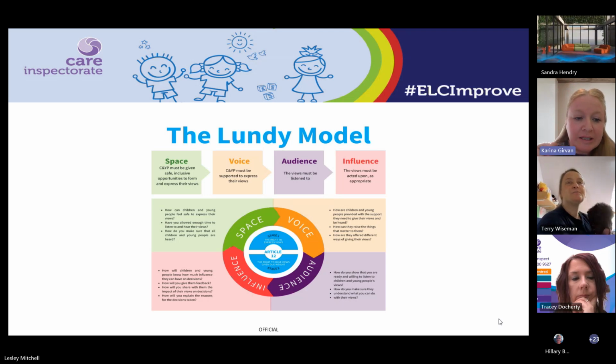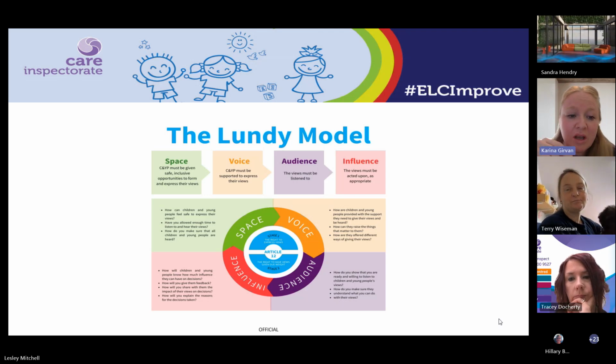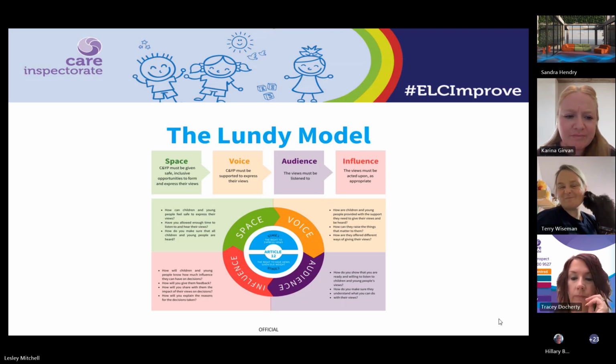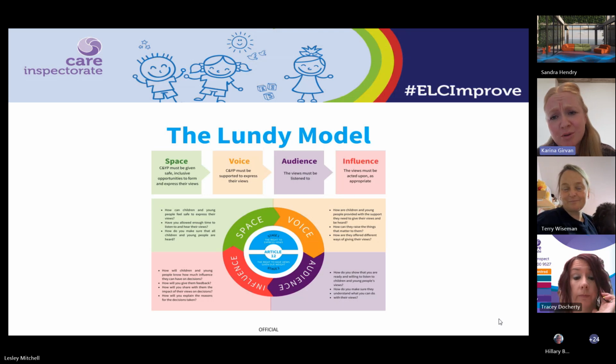So contained within the model are reflective questions for each of these areas, and it's to support you in your self-evaluation, answering those questions that Tracy had mentioned earlier about the practice within your own setting. And this might be a good thing to sit with staff and do as well if you want staff to buy into it or to upskill themselves.